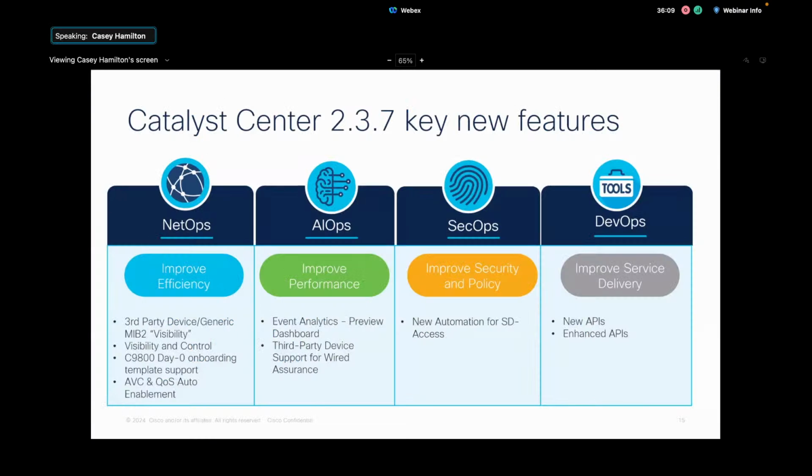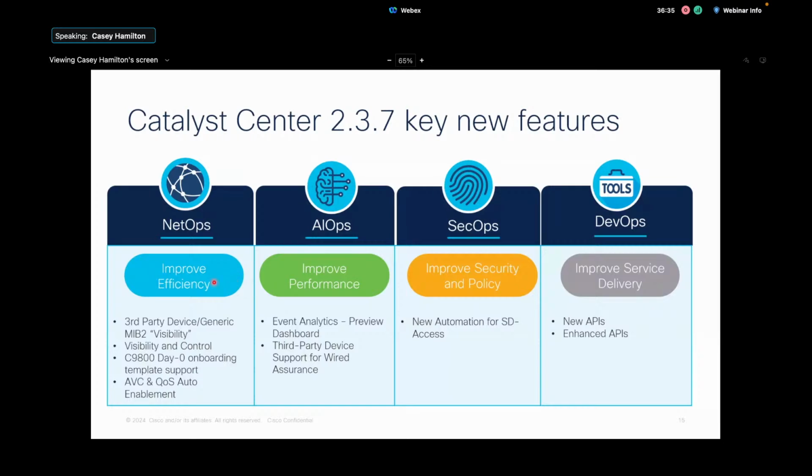All right. So I wanted to cover with you the key features of the new 2.3.7 release for Catalyst Center. I'm going to cover it based off of persona. So you may work in network operations, AI operations, security operations, or DevOps. I'm going to cover each of those, first starting with NetOps, and then going down the list of the new features related to each persona.